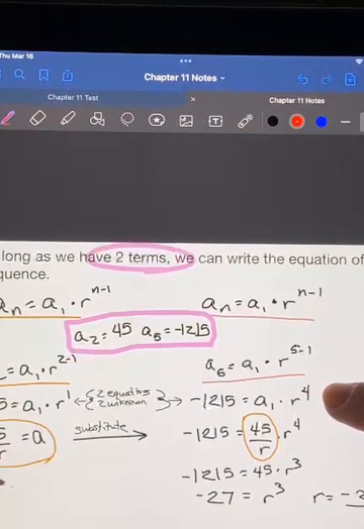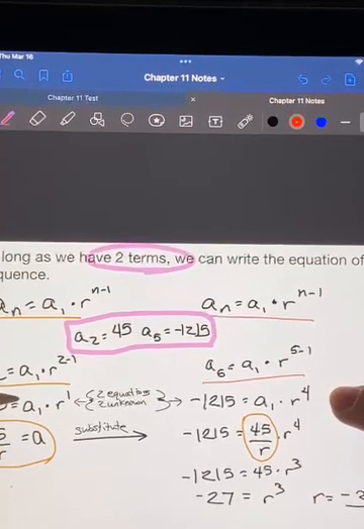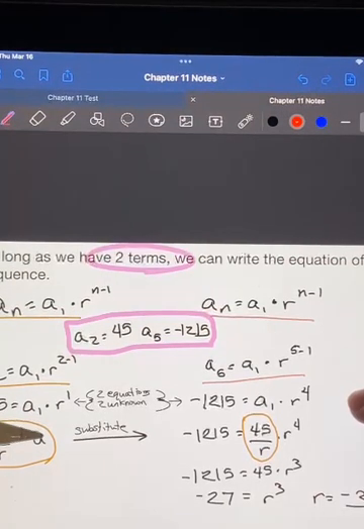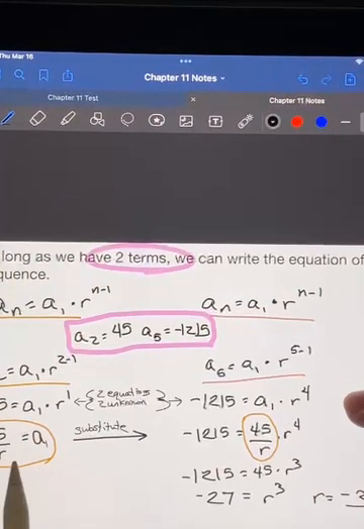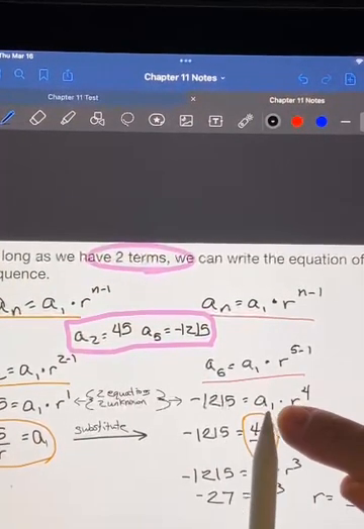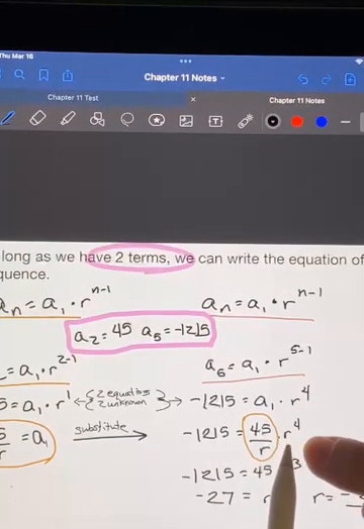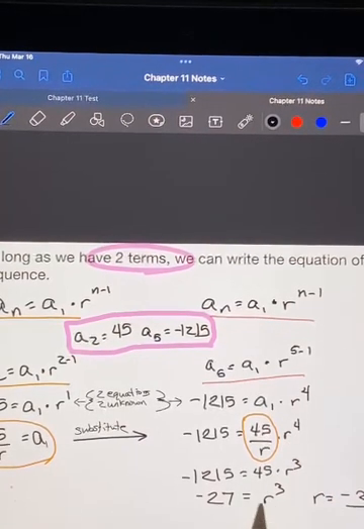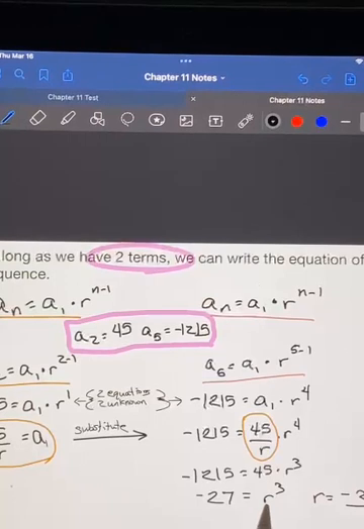So through substitution, we're going to solve our smaller equation for a single value. It was easier to solve it for a sub 1 here. And then we're going to substitute that a sub 1 into our second equation, and we're going to now solve for our r value. In this case, our variable is on the bottom, and we know what our exponent is, and so we can simply use roots to solve that.